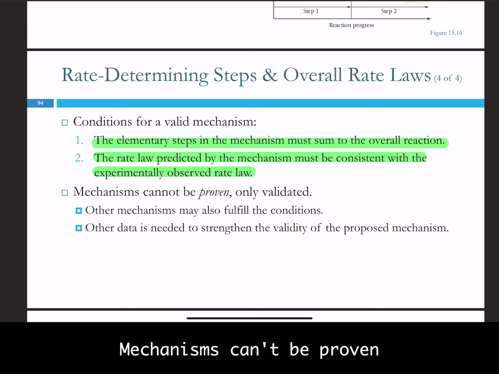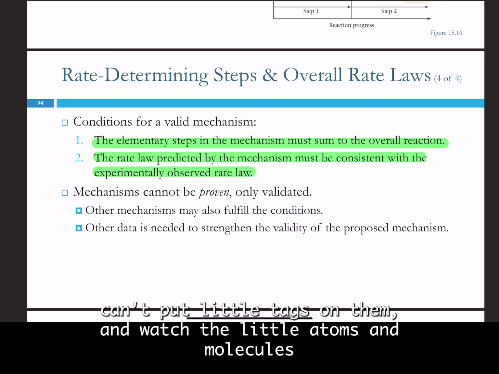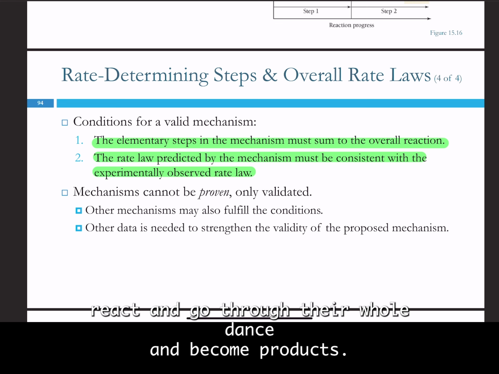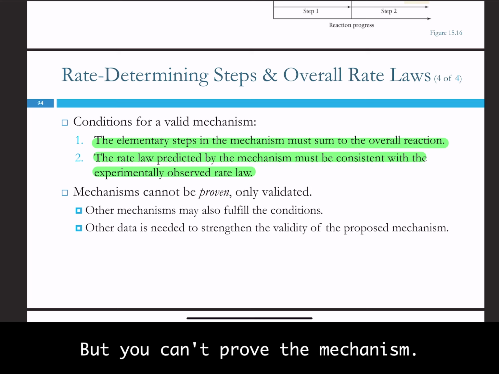Mechanisms can't be proven because we can't observe them directly. Can't put little tags on them and watch the little atoms and molecules react and go through their whole dance and become products. There can be a lot of clues. We can build evidence for whether or not our mechanism is valid, but you can't prove the mechanism.